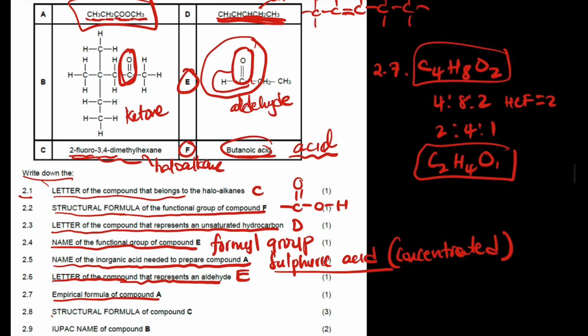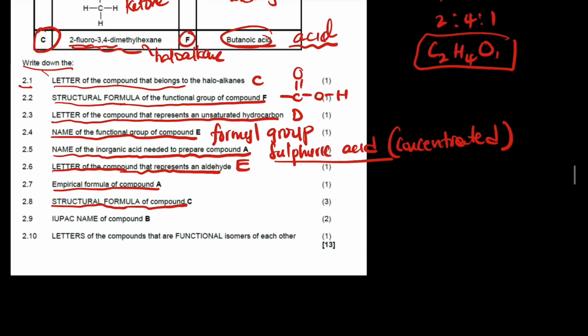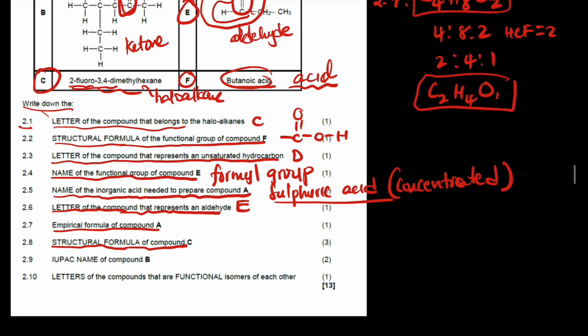The structural formula for compound C. Where is compound C? C is that one. So let me draw it here. For C, the parent is hexane. I'm going to write 6 carbons. Right, 1, 2, 3, 4, 5, 6.